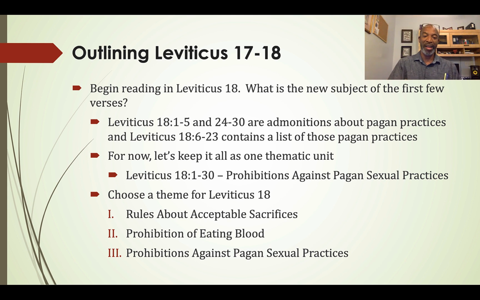So our outline from Leviticus 17 through 18 covered three major topics. Remember, the first one was Leviticus 17, 1 through 9. It was rules about acceptable sacrifices. The second topic that we saw was Leviticus 17, 10 through 16. And remember, it was about the prohibition of eating blood. And now lastly, what we see here is Leviticus 18, which is the prohibitions against pagan sexual practices.